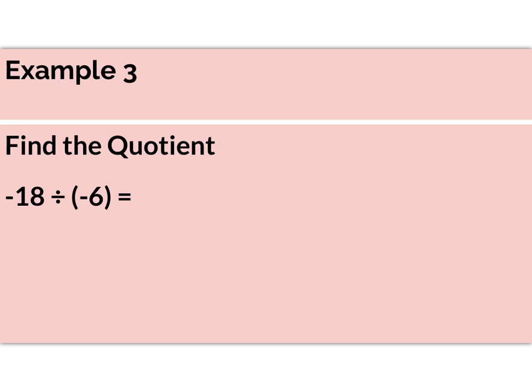Example 3. Let's count how many negatives we have. 1, 2. Two negatives. 2 is an even number, so our quotient will be positive. So negative 18 divided by negative 6 is positive 3.